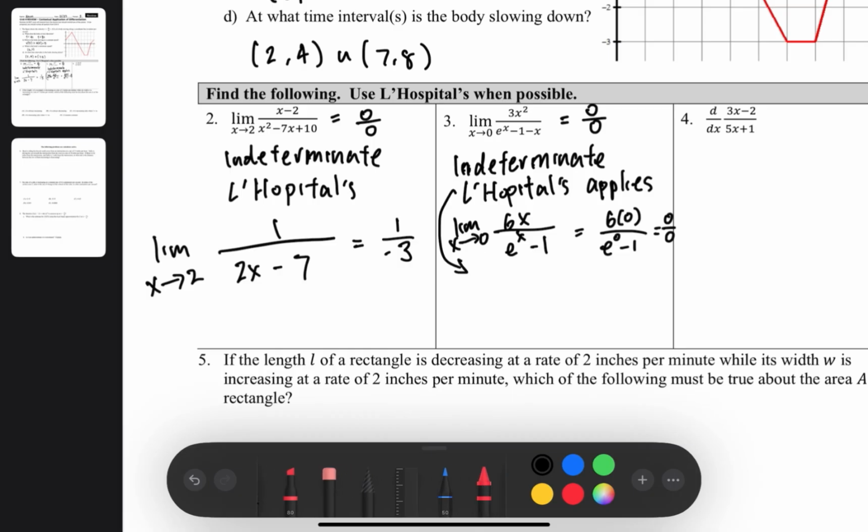I'm not going to rewrite it, so I'm just going to use the arrow. Alright. Taking the derivative of the top, we have 6. Taking the derivative of the bottom, we have e to the x. Plug in 0, we get 6 over e to the 0, or 6. And put a box around it. Put a box around it here too.